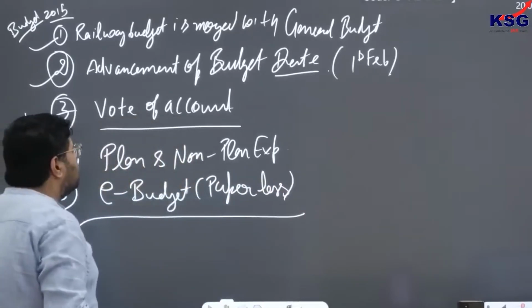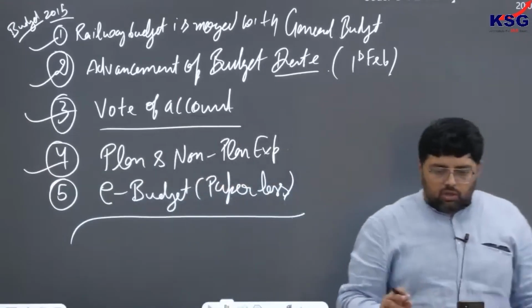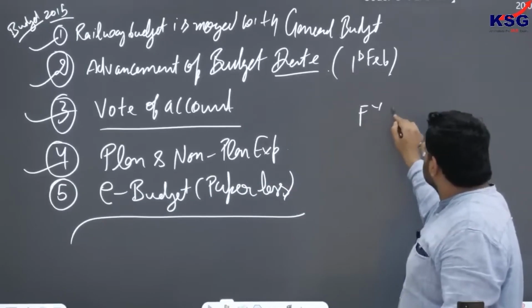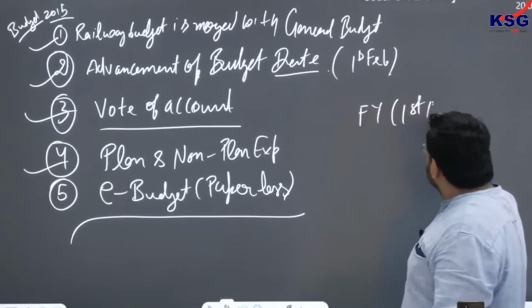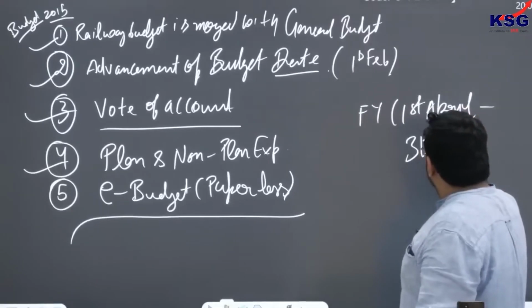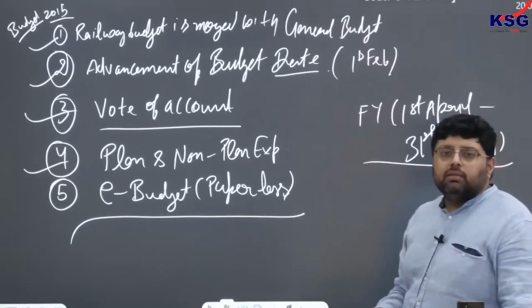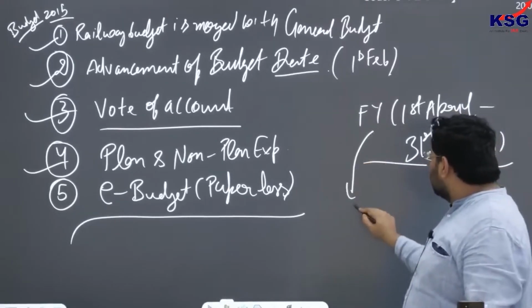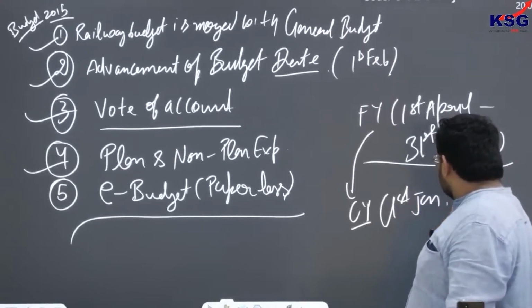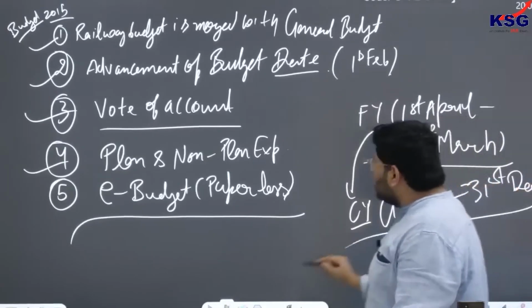Okay, paperless budget. So this is what you have to remember. Now last concept here, or last fact here. You know that financial year starts from 1st April to 31st March. So there is a demand that this financial year must be shifted to calendar year. So calendar year is 1st January to 31st December. So that is called calendar year.